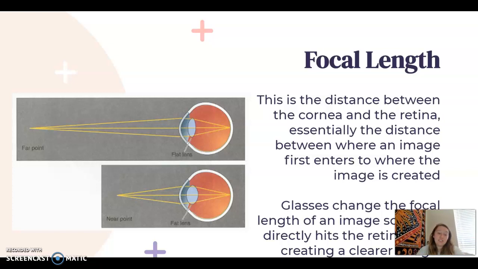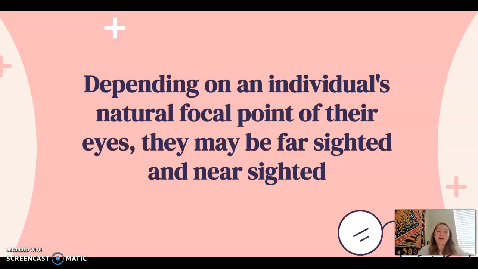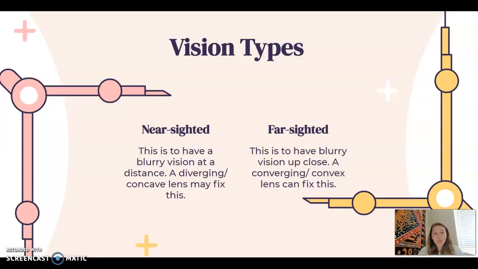You can see in the image here how that person's lens allows the angle to be a further angle, as opposed to the person who has nearsighted vision. Their angle of the lens is going to point closer, so they can see things at a closer distance. The lenses of glasses change this focal point of a person to allow them to see things further or closer. So depending on an individual's natural focal point, their eyes may be farsighted or nearsighted, which is just what that slide was showing.